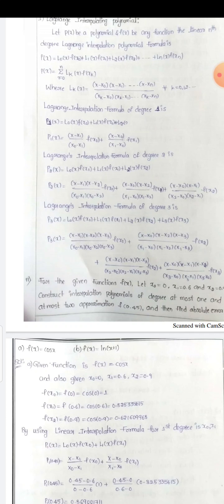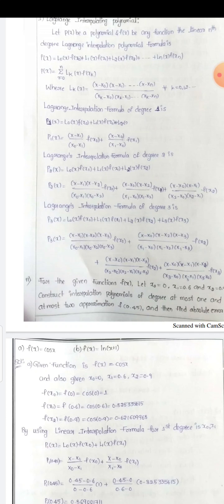Solution (a). Given function is f of x is equal to cos x and also given x0 is equal to 0, x1 is equal to 0.6, x2 is equal to 0.9. f of x0 is equal to f of 0 is equal to cos of 0, which is equal to 1. f of x1 is equal to f of 0.6 equals cos of 0.6 equals 0.825335615. f of x2 is equal to f of 0.9 is equal to cos of 0.9 is equal to 0.6216099968.